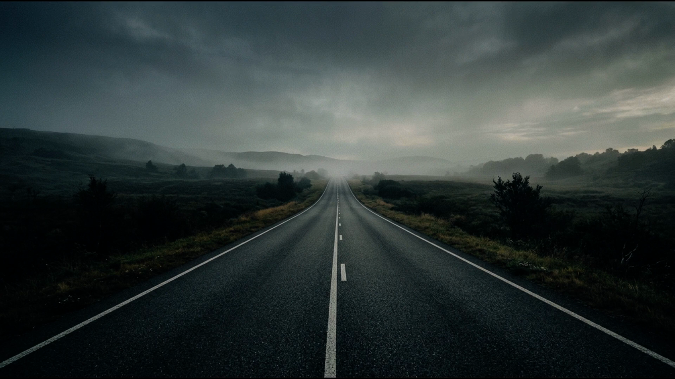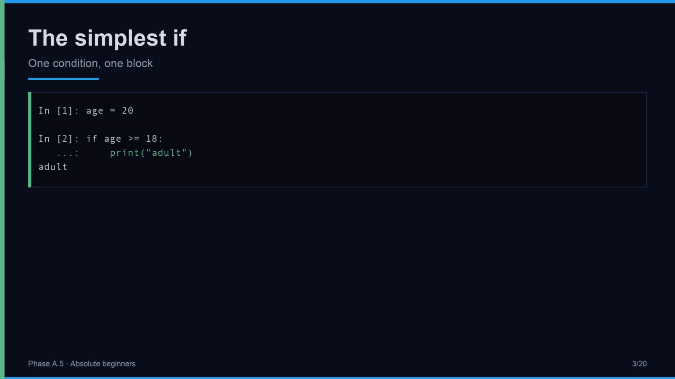One path no more. Here is the simplest if. Age equals 20. Then the line, if age greater than or equal to 18, colon. The colon starts a new block. The next line is indented, print adult. Python checks the condition. 20 is greater than 18, so the condition is true. The indented line runs. If age were 15, the condition would be false, and the indented line would not run. That is the whole idea of if.